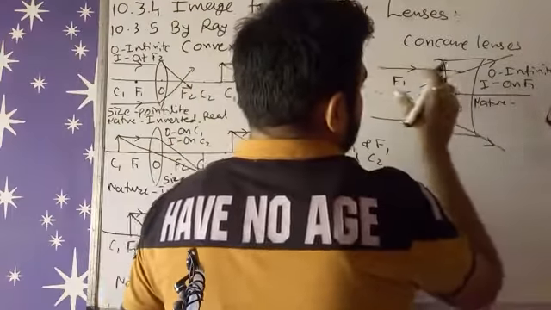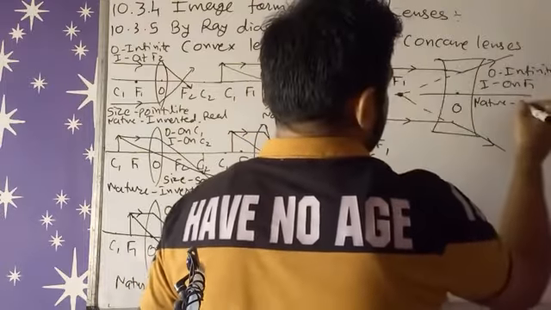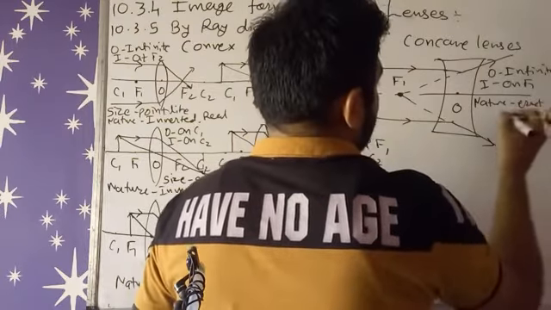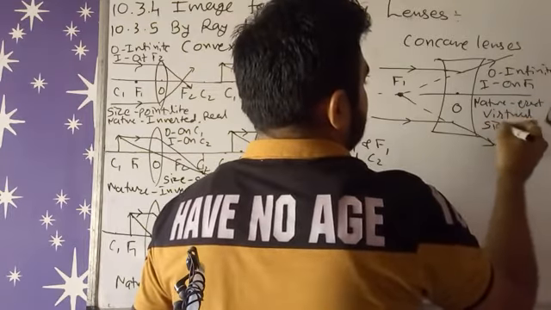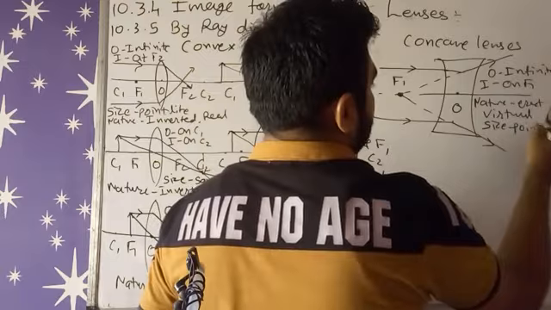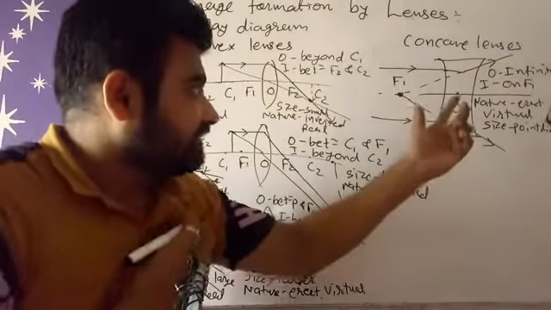The nature: we get the image on the same side, and whenever it is on the same side, it is erect and virtual, and the size is point-like, right? So that is the first characteristic.